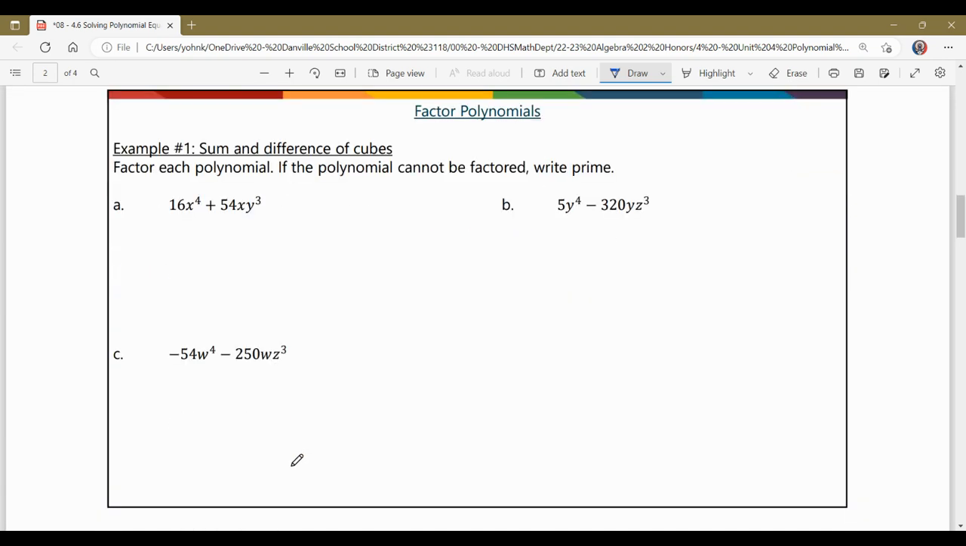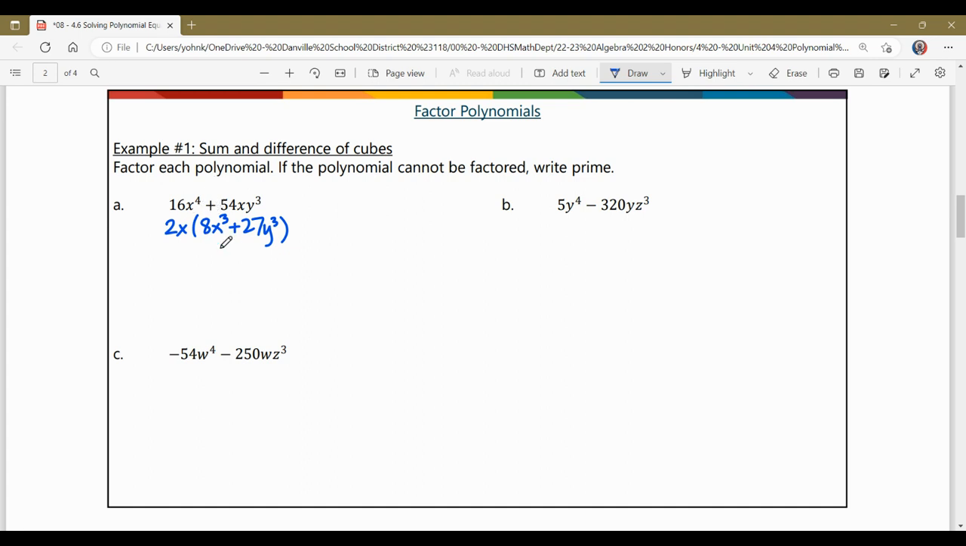So the directions say to factor each polynomial. If the polynomial cannot be factored, write prime. So the first thing we always want to look at is, is there a GCF? In this situation, there is. You can take a 2 and an x out. That leaves you with 8x cubed plus 27y cubed.